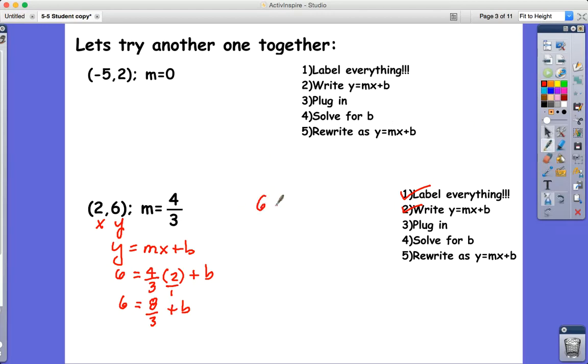All right, so we get 6 is equal to 8/3 plus b. Subtract 8/3 from both sides. Use your handy dandy calculator. You get 6 minus 8/3. You can turn this into 3 goes into 6, 3 goes into 8 2 times. So that's 2 2/3.